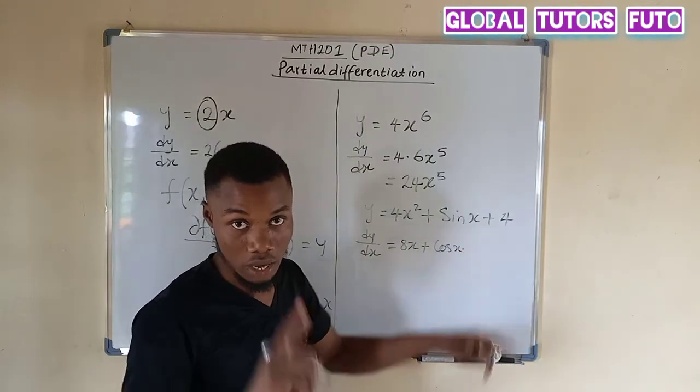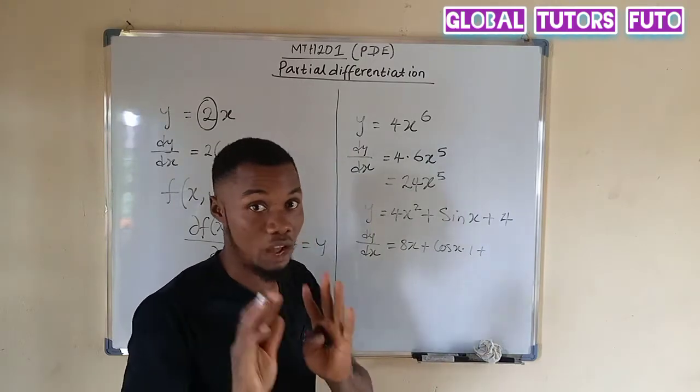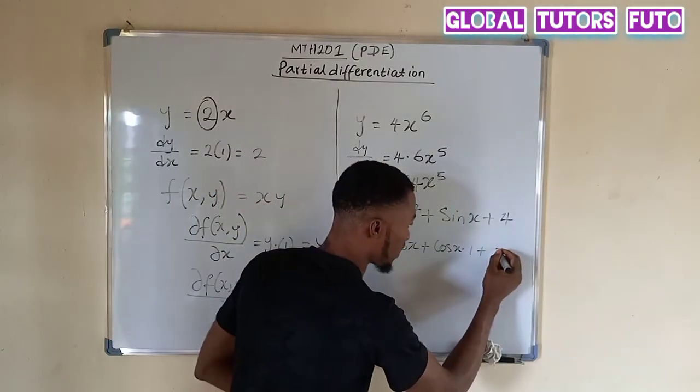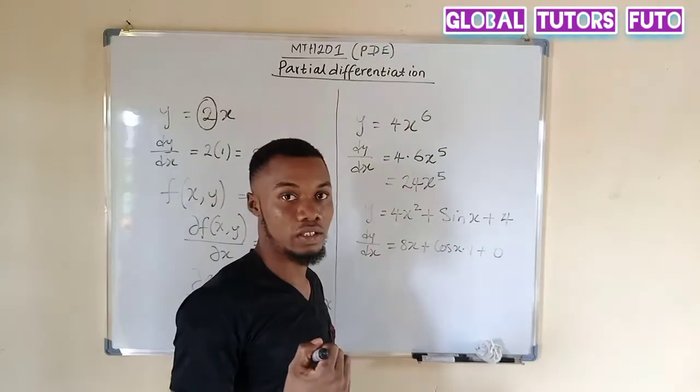If I differentiate x, I will have 1, so I have 1 here plus. If I differentiate a number, automatically I'll get what? 0. So this is a constant, I will get 0. So this is this. Now let us go to partial differentiation.